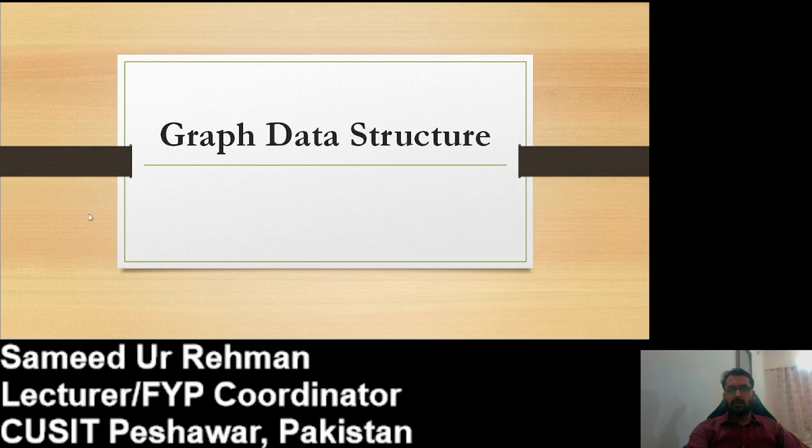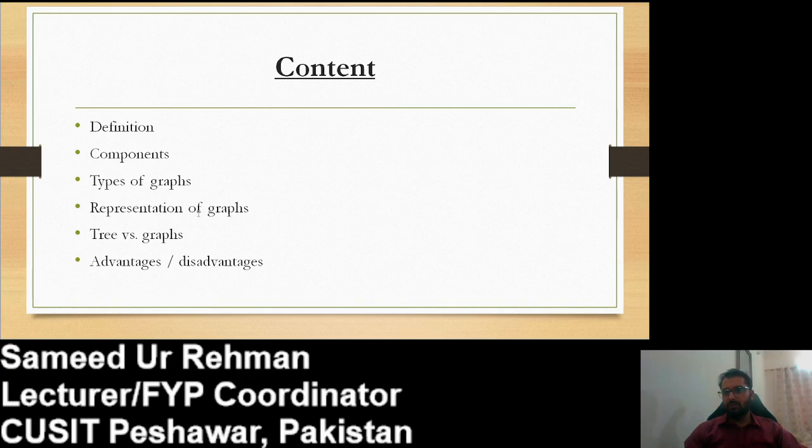So, today's topic which I would like to present is graph data structures. We will look at the conventional definition of a graph, then the contextual definition of a graph, components involved in a graph, types of graph, how we can represent a graph, the comparison between graphs and trees, followed by the advantages and disadvantages of a graph.